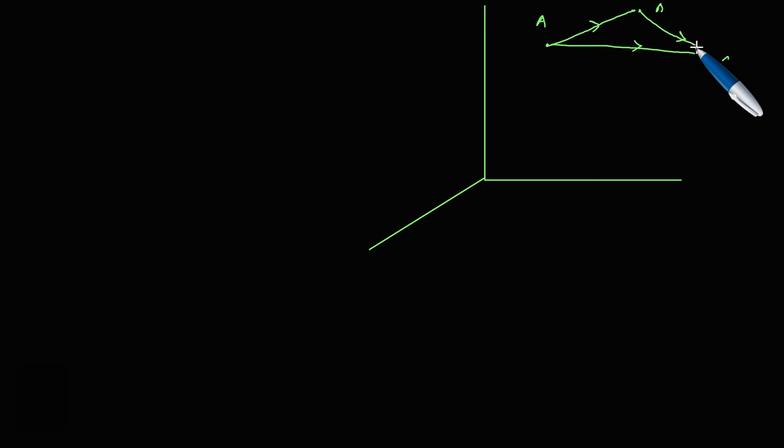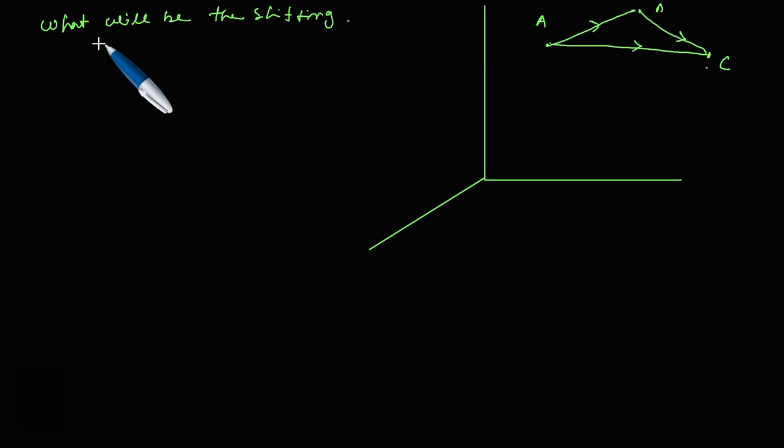If someone says that you are going from A to B, then C, what will be the shifting? The shift from where to where you are going. You can see that it is AB plus BC. Actually, I'm not guessing, it is obvious. AB plus BC.